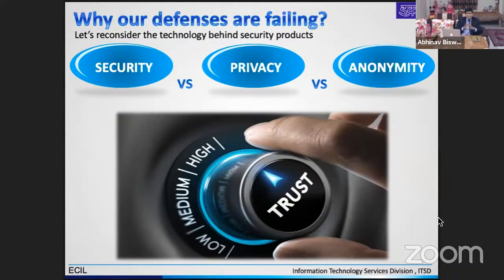And the reason that our defenses are failing is trust. We cannot trust the hardware, we cannot trust the software, we cannot trust the internet, we cannot trust the browsers, we cannot trust the mobile devices, and that is the reason why our defenses are failing. Like, let me give an example.